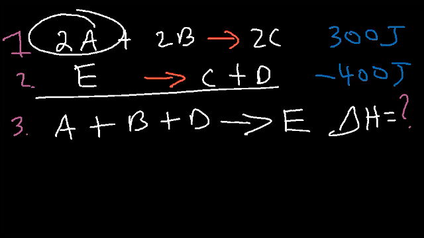Notice that in equation 1, we have 2A, but there's no A in equation 2. So if we look at equation 3, we need 1A, not 2A. So therefore, that tells us that we should multiply equation 1 by a half.